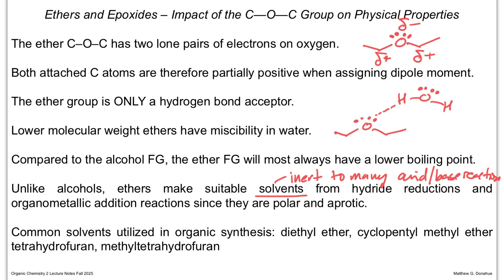So if we look at the unique sets of hydrogens, what functional groups they belong to, what those pKa's are, the hydrogens are usually not very acidic, so that makes them compatible with these reactions that are strongly acidic or basic. And here's a list. So diethyl ether, cyclopentyl methyl ether, THF and methyl THF are common ones that are used.